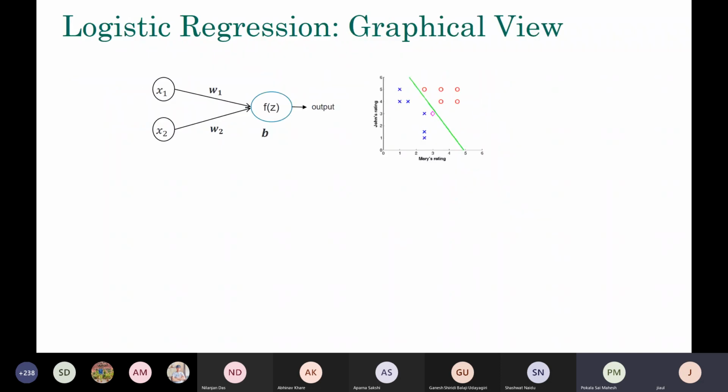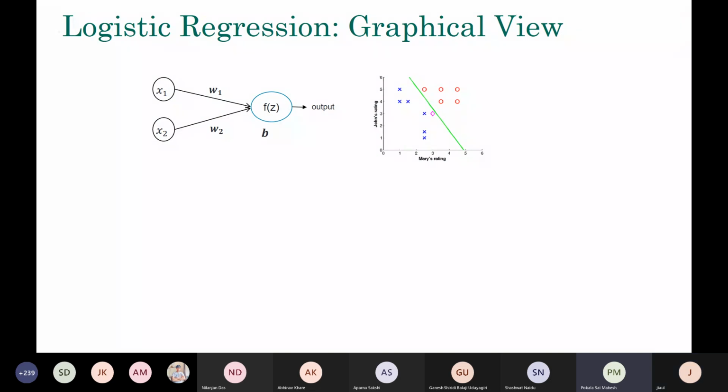Now, what is the graphical view of logistic regression? I told you initially that logistic regression is the foundation of modern deep learning. You can think of deep learning as nothing but a collection of thousands and thousands of logistic regression functions. People use ReLU nowadays, but that's a small change anyway. So what is the graphical view of logistic regression in terms of neural network structures?